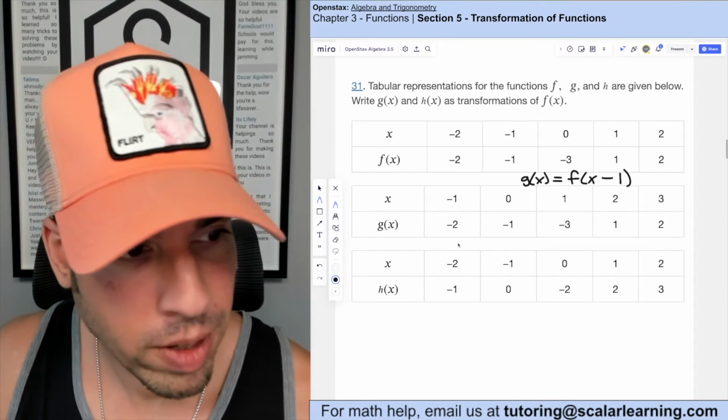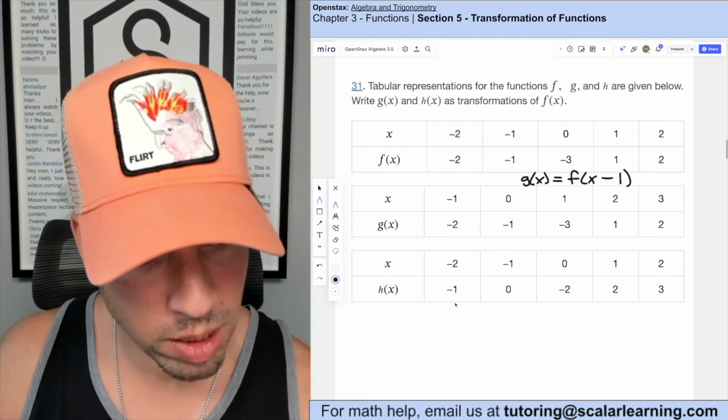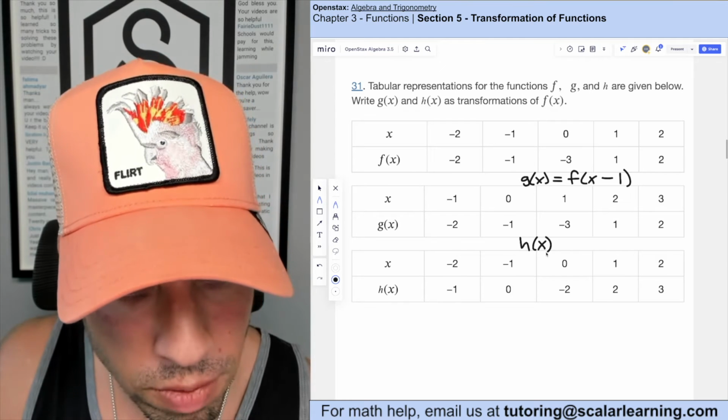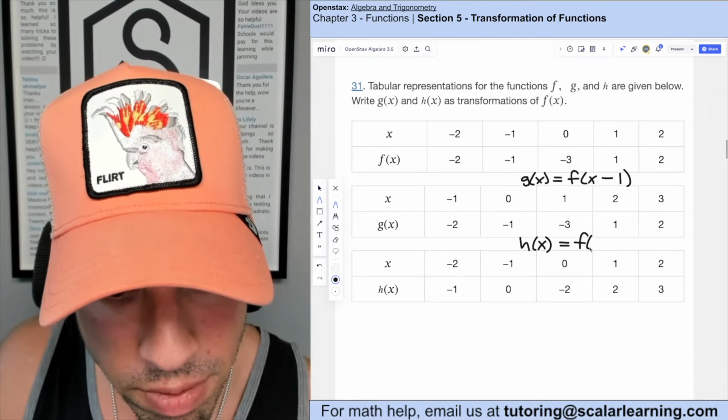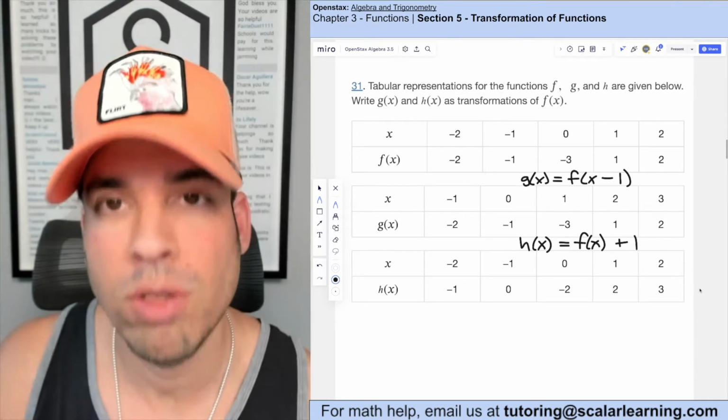Now when we look at h of x compared to f of x, it looks like all the outputs are being added by 1, right? -2 becomes -1, -1 becomes 0, etc. So h of x, therefore, is simply our entire f of x function, but we're adding 1 to the output, so there's your answer, boom, done.